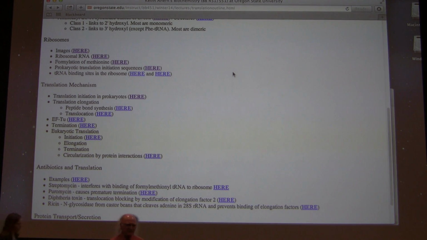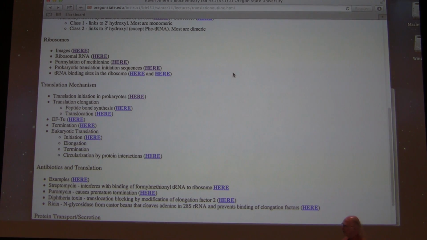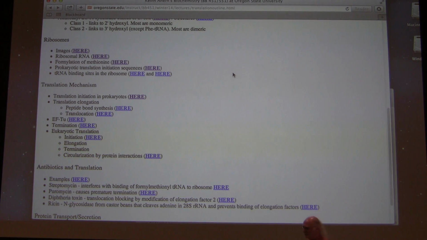Lovely weather out there. We are rapidly moving our way through translation, so happy to see that.